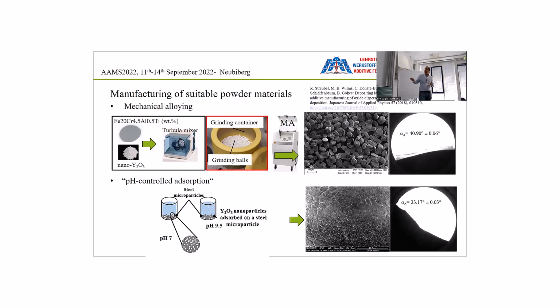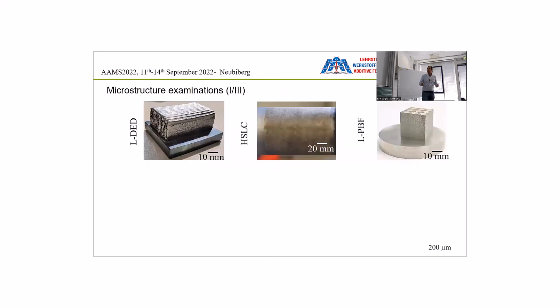So you have no force impacted on the particles. So it's still perfectly spherical. And you have very nicely distributed the oxides on the surface, and you can use this for printing. So let's go to printing now.